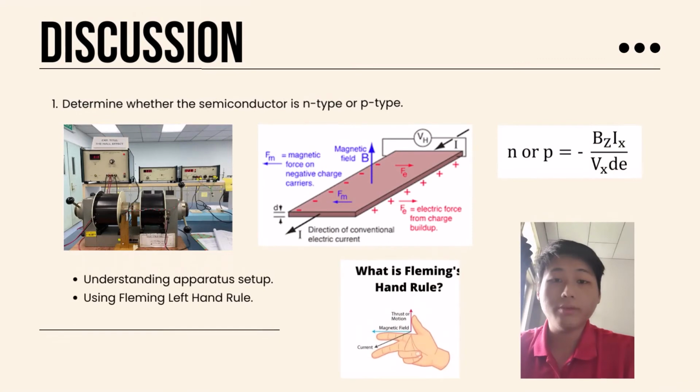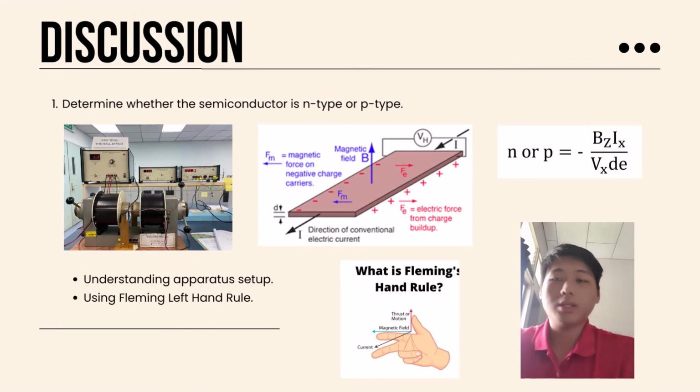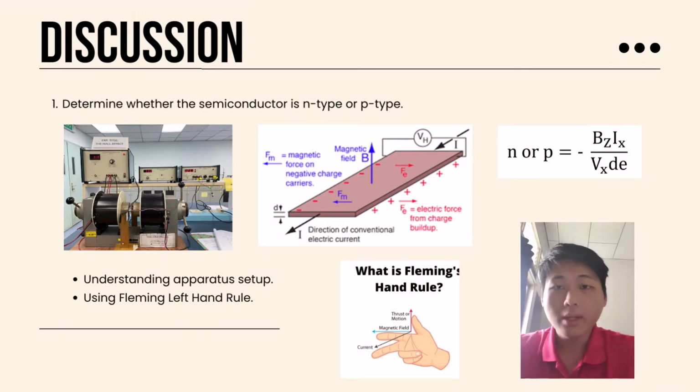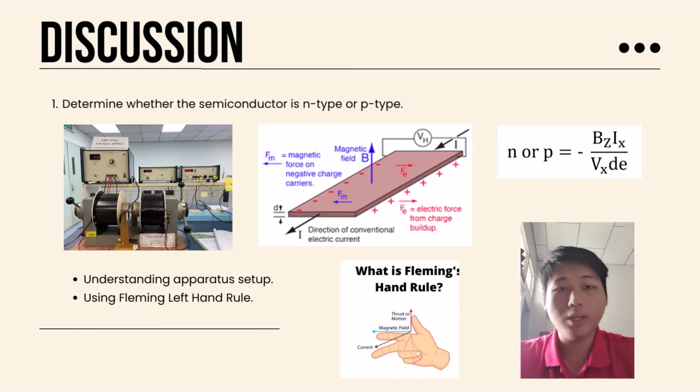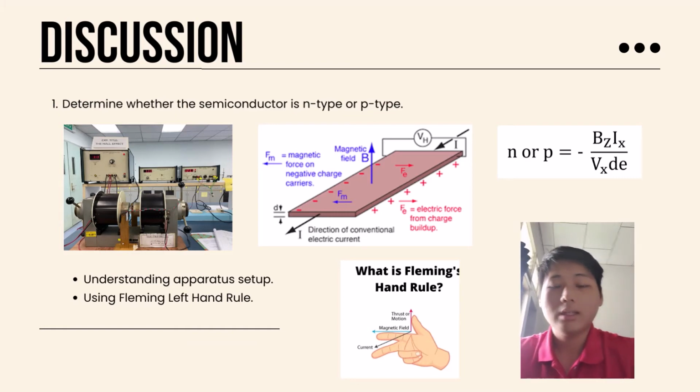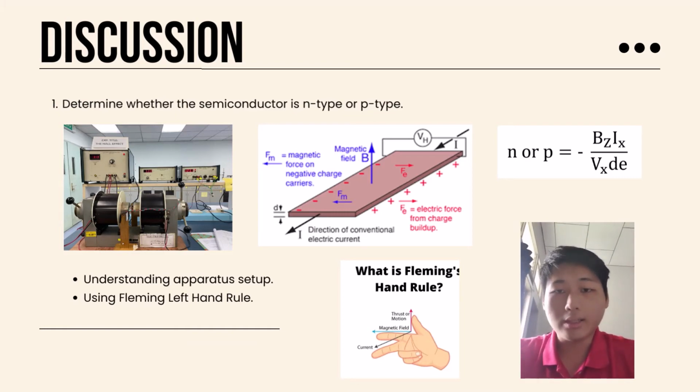For the discussion, the first part, determine whether the semiconductor is N-type or P-type. How to determine whether a semiconductor is N-type or P-type? From the equation from the manual, it is supposed that the semiconductor is N-type, because as we can see in the manual formula, n or p is equal to negative BI over VH e. The negative suggests that the semiconductor is N-type.